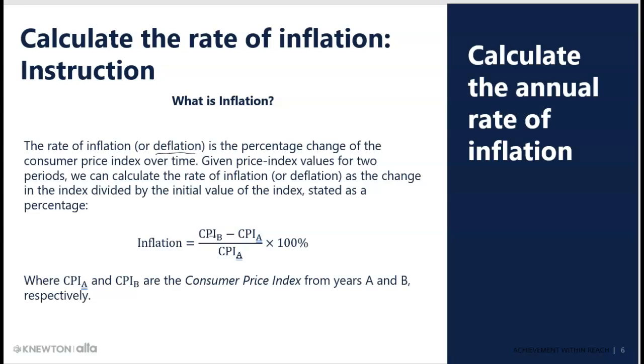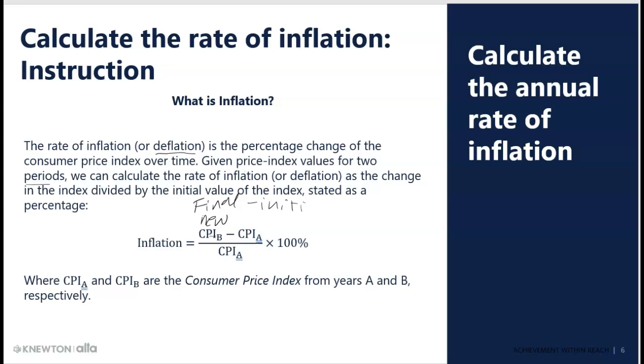So if you have the price index values for two different time frames, like last year versus this year, the year 2010, the year 2020, we can calculate the rate of inflation as the change. If it's positive, it's inflation, as the change in the index divided by the initial value of the index. This is a rate of change problem. This is the newer number, or the final number, the number you're looking at the end, minus the initial number.